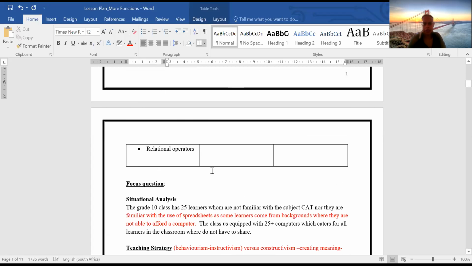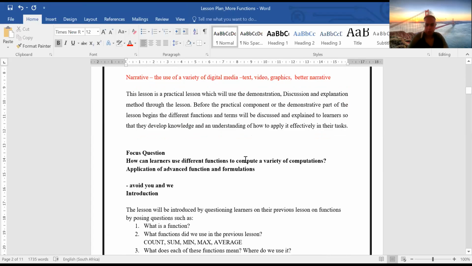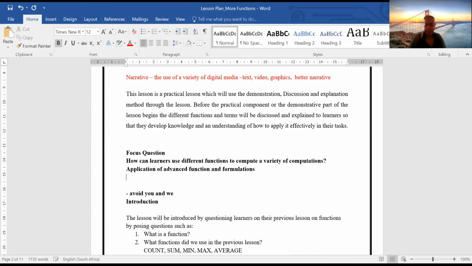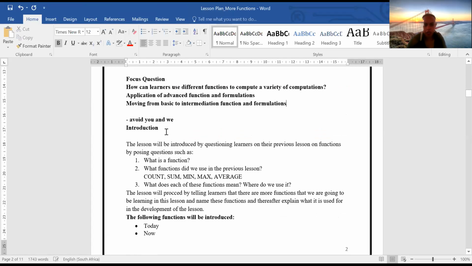Okay, so how can the learners move from basic to intermediary functions and formulas? Then find out how you can make this into a question, so that it becomes a question mark. Then we can go now to the introduction.